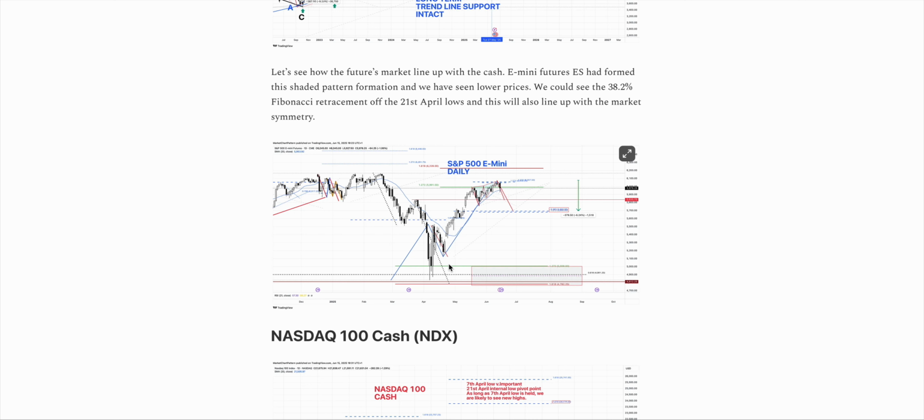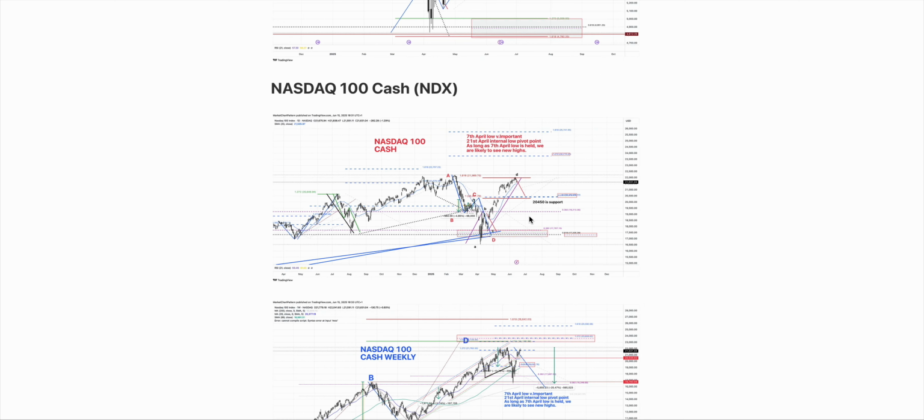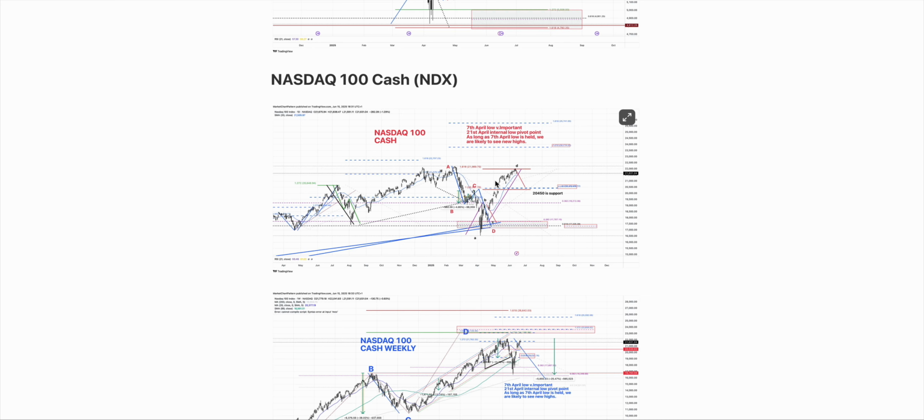This is going to be our symmetric move right into the 38.2% retracement. So this is likely to be a pretty good support level. And in terms of the correction, it's going to be about 6.25% correction from the current levels, if it were to play out. Now this is the NASDAQ 100 cash.